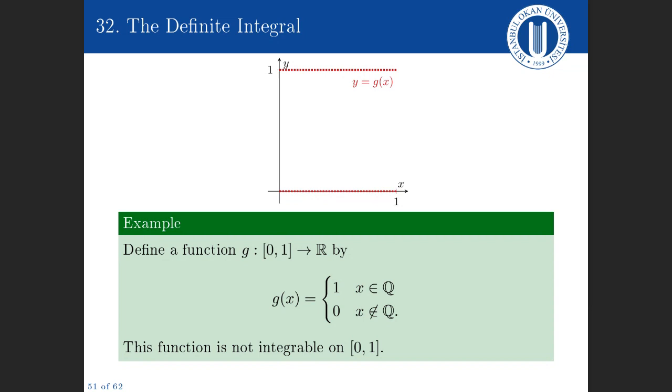The previous theorem said if f is continuous, then f is integrable. That means if f is continuous, then all of the Riemann sums that we could possibly write down would all have the same limit.